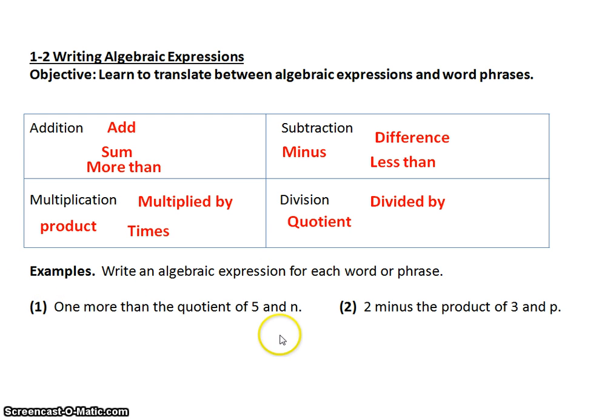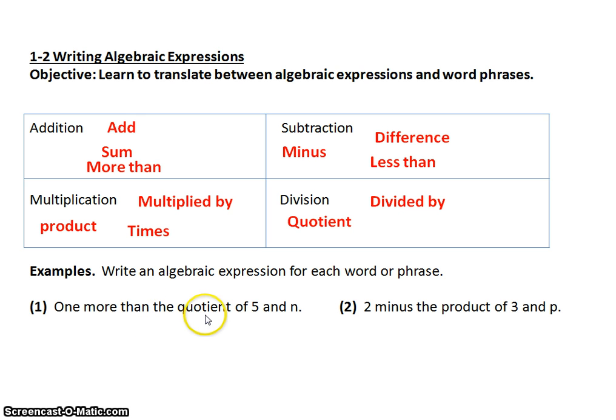With these examples, number 1 and number 2, what we want to do is write an algebraic expression for each word or phrase. So let's take a look at this phrase down here. 1 more than the quotient of 5 and n. Now there are some key words and phrases in this word phrase that will tell us what math operations are occurring. So for instance, the phrase more than. If we look up here, more than is in the addition rectangle. So that would indicate addition.